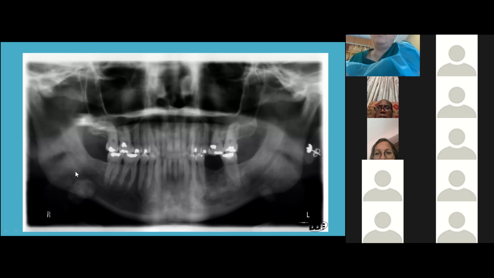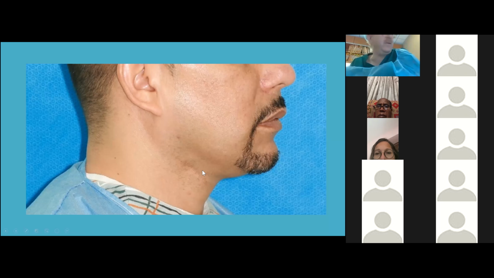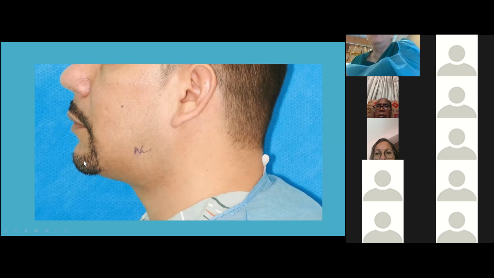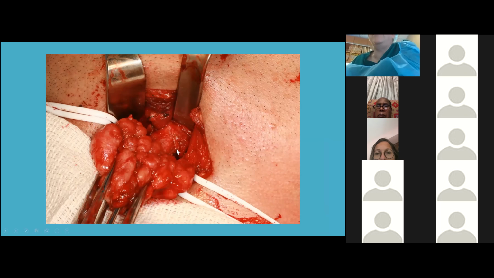These stones can be quite large, as you can see here, and this patient had to have bilateral submandibular glands removed. You can see the scar from the first one, and you can see he has another one. Here's the gland being removed. Here you can see a very dilated submandibular duct.